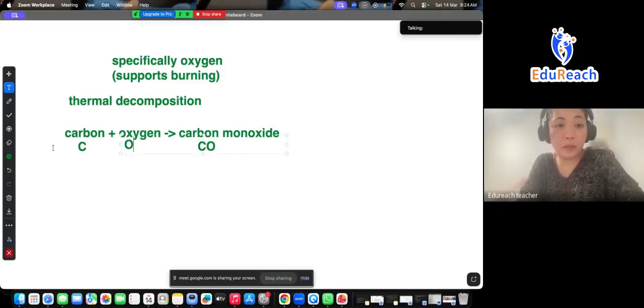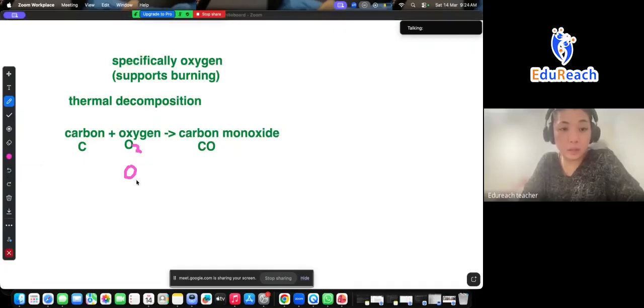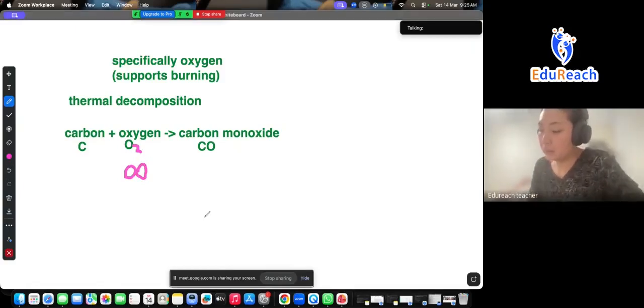Okay, and by the way, the chemical formula of oxygen is O2. It is a molecule that consists of two oxygen atoms like this. Since it's the same kind of atom, they should also be roughly about the same size over here.